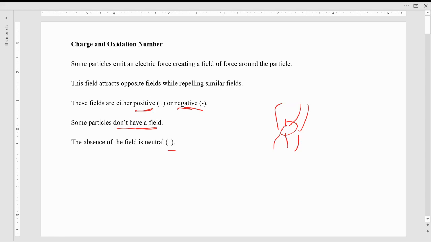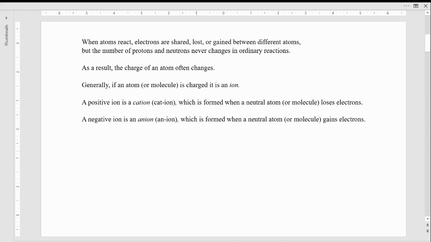Electrons are negative, protons are positive, neutrons don't have a charge. Well, they're neutral. When atoms react, it's important to pay attention to where the electrons are. That's why we care about the charge.